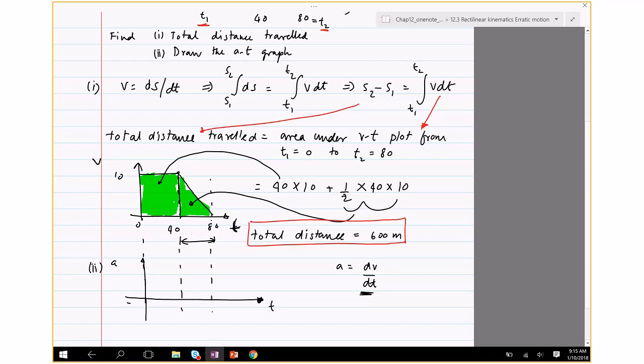The slope is, you can see that it's a straight line parallel to the time axis, and then it slopes down. So what's the acceleration here? It's zero because the rate of change of velocity is zero. dv is zero, velocity does not change. So that's going to be zero.